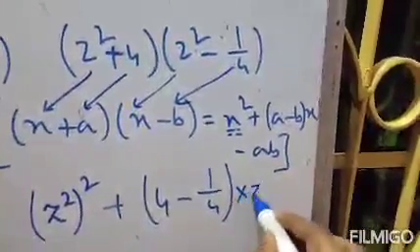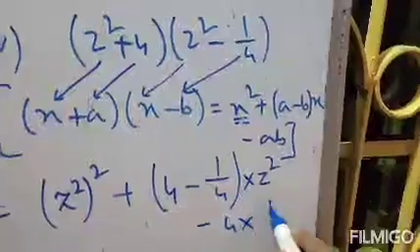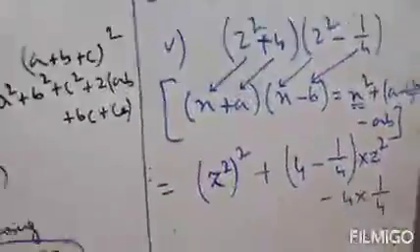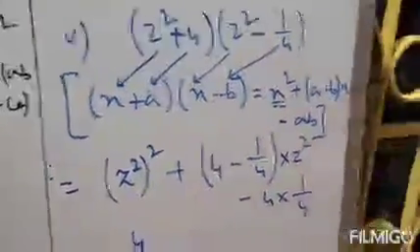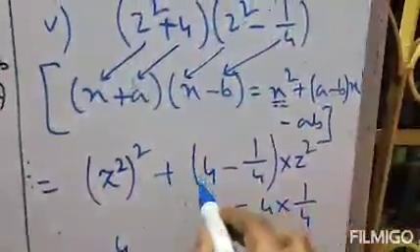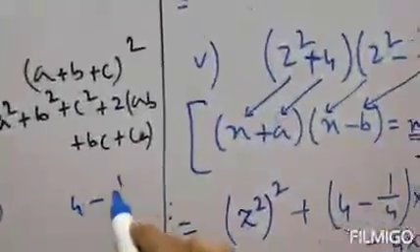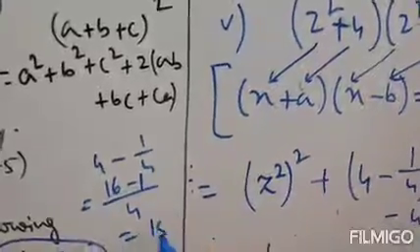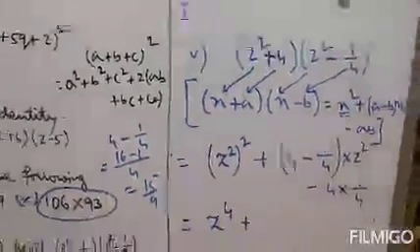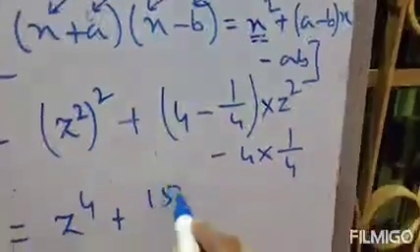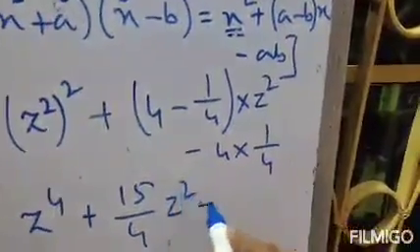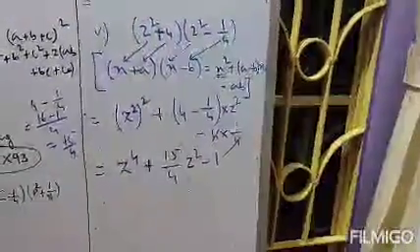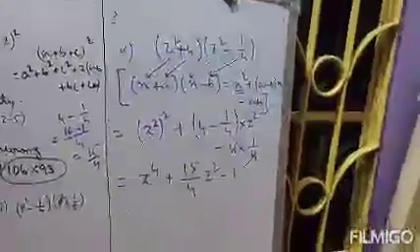Clear? x is your z², minus ab. ab means a into b. Now z² times z² means z to the power 4, plus. Now do this LCM, that is 4 - 1/4. Do this in your rough: 4 times 4 is 16, minus 1, that means 15/4. So the LCM is 15/4, that is 15/4 z², and 4 minus 4 will reduce, leaving 1. So your answer is z⁴ + (15/4)z² - 1. This will be your answer.